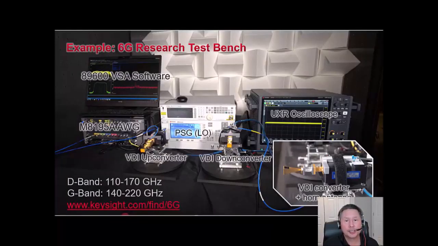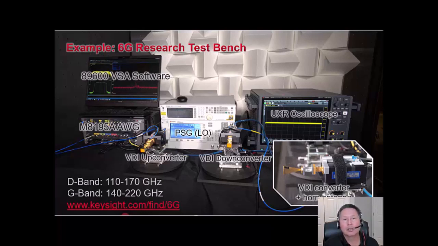Here's a close-up of the 6G testbed configured for channel sounding. Now previously we had discussed the testbed being used to perform EVM measurements at D and G band, but here we're using the same hardware to perform channel sounding. On the left, we have the 89600 VSA software and Signal Studio software running on a controller PC in the AXIe chassis. The Signal Studio software sends the channel sounding signal to the M8195A AWG, which is also in the AXIe chassis. And the 89600 VSA software captures the data from the UXR oscilloscope on the right side of the table.